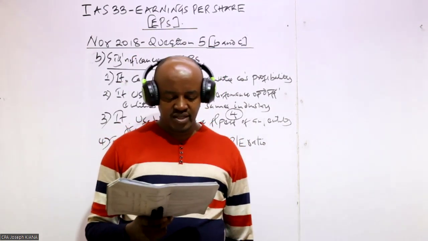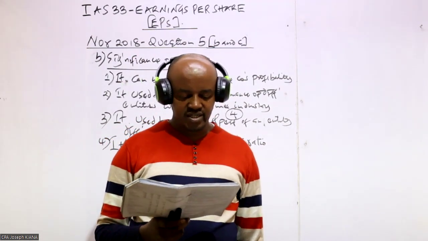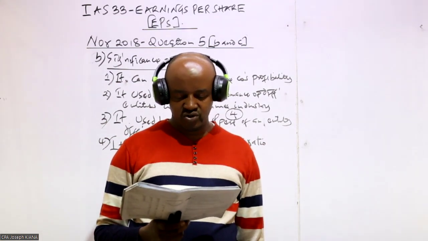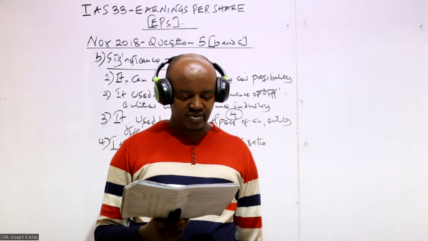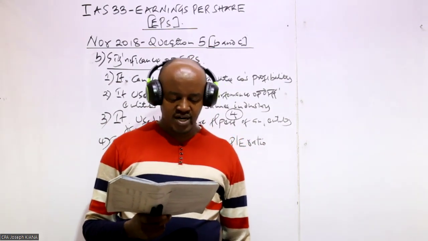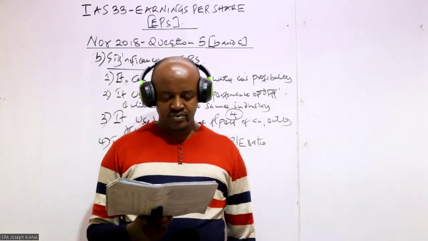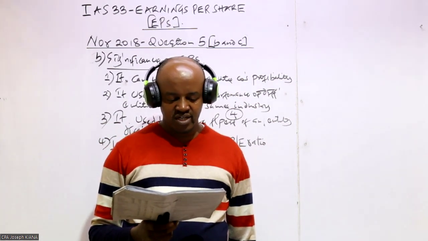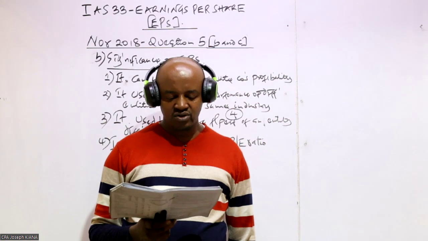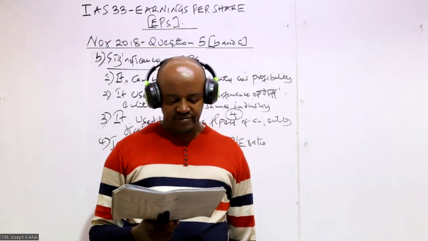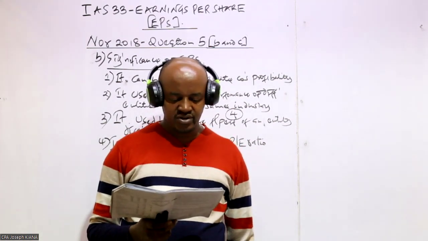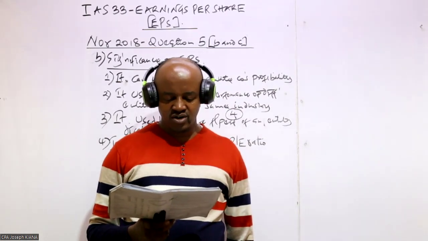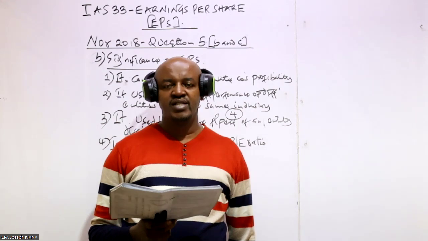And then you're told that during the year which ended 31st of July 2018, the following changes took place in relation to the issued share capital of the company. Number one, 100 million equity shares were issued in relation to the acquisition of another business. These shares were issued at full market price on 1st November 2017. Number two, 150 million ordinary shares were issued for cash to existing shareholders on 1st February 2018.